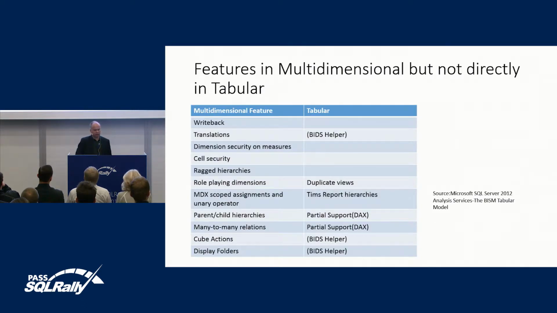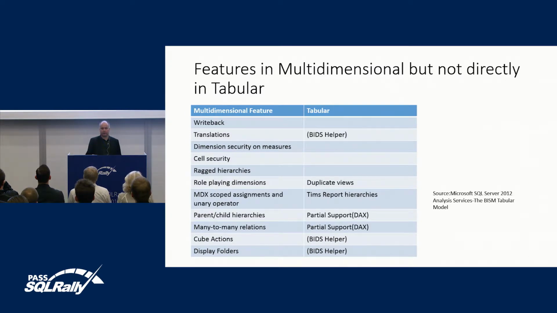And the features in multidimensional that are not directly supported in Tabular. Write back is a tricky feature. Some customers use it, but it's not that frequent. It's very tricky. You need to know your stuff if you want to try to implement that. It's usually used for budgeting. You want to write some budget measures into the cube, and it will go down to a summary table in the relational source.